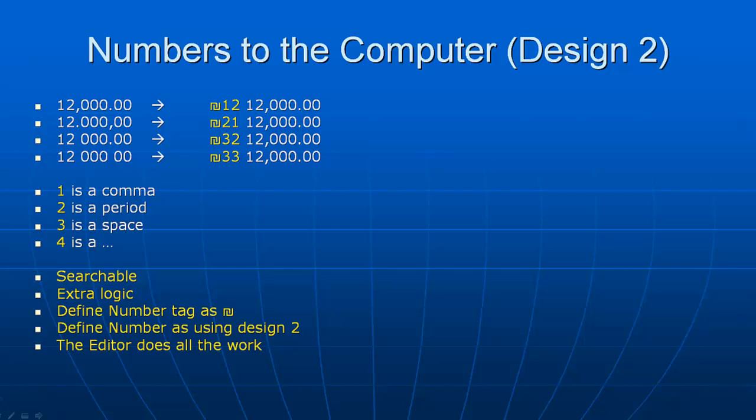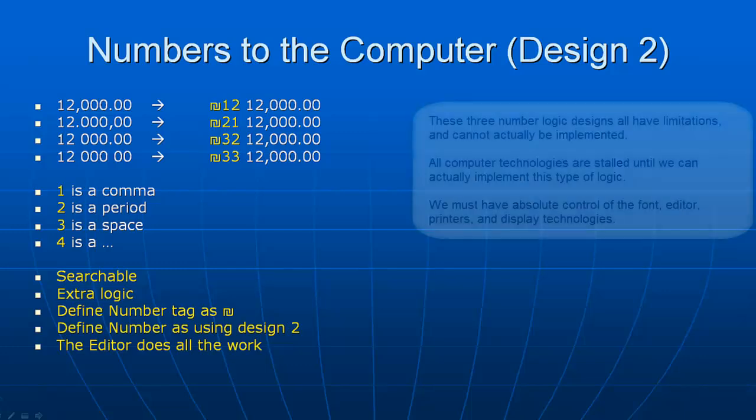So we define the number tag. So we put this information in as what control character do we use, and then what character do we put in for the comma, period, and space, or other characters. And the editor does all the work.